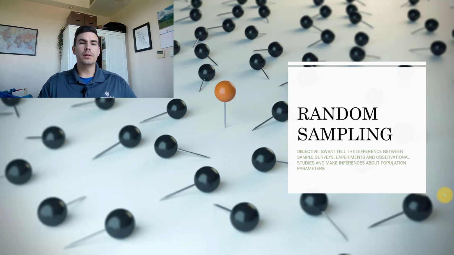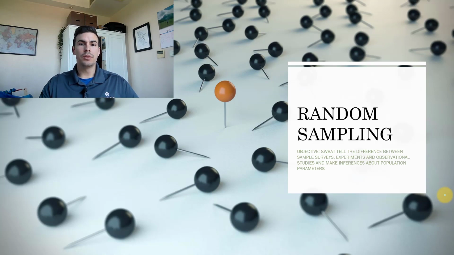We are starting our unit on probability and statistics today. We're going to start off with random sampling, and after this video we will be able to tell the difference between different types of surveys, experiments, and observational studies, and then we're going to make some inferences about the information that we gathered throughout those studies.